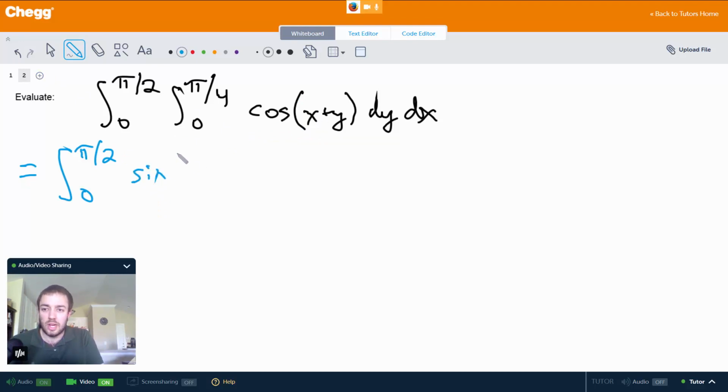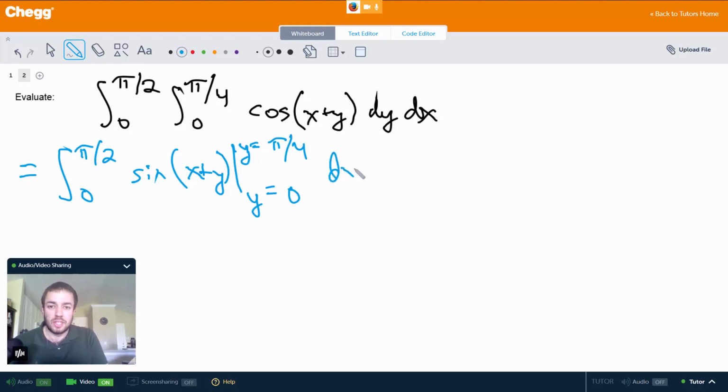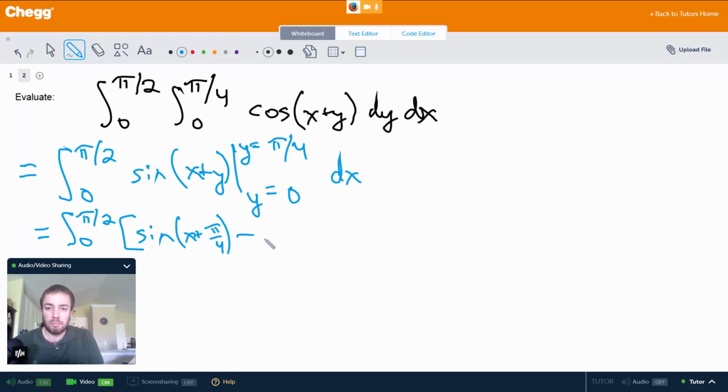So we're just going to end up with sine of x plus y, and then we're evaluating from y equals 0 to y equals pi over 4. Okay, and then we still have our dx right here. And then this is going to be the integral from 0 to pi over 2 of sine of x plus pi over 4 minus sine of x plus 0, which is just x, close square bracket, and we still have our dx. Now, this is just a plain old calculus 1 type integral with just one variable here.